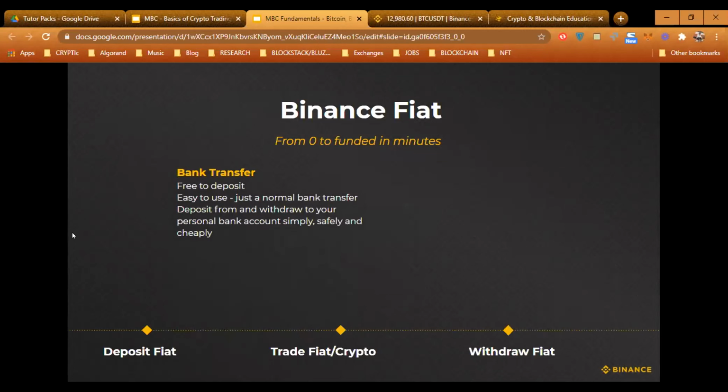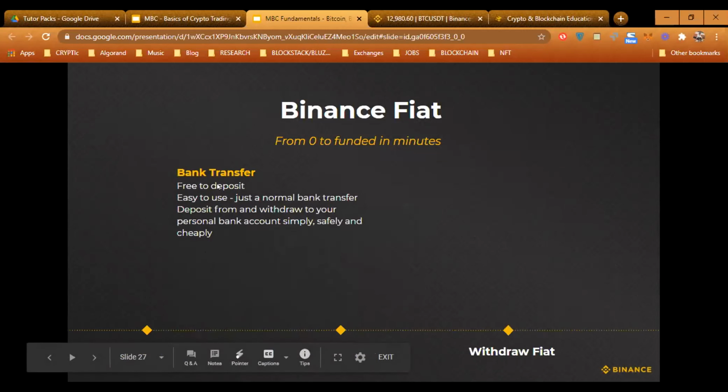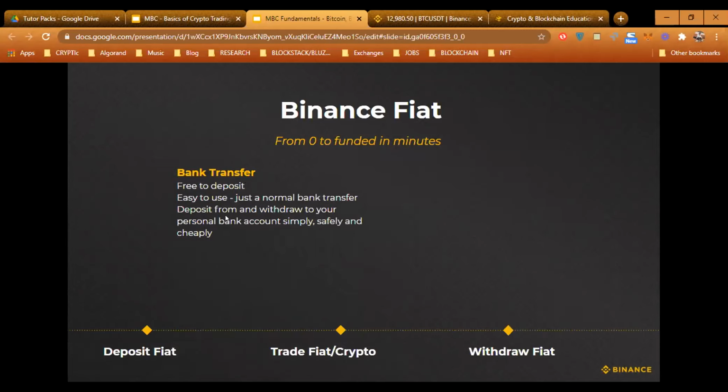All right, so I'm going to show you how to deposit money, fiat, basically Naira, on Binance. So let me start sharing screen. So I'm going to my mobile now. I'm going to start sharing screen.